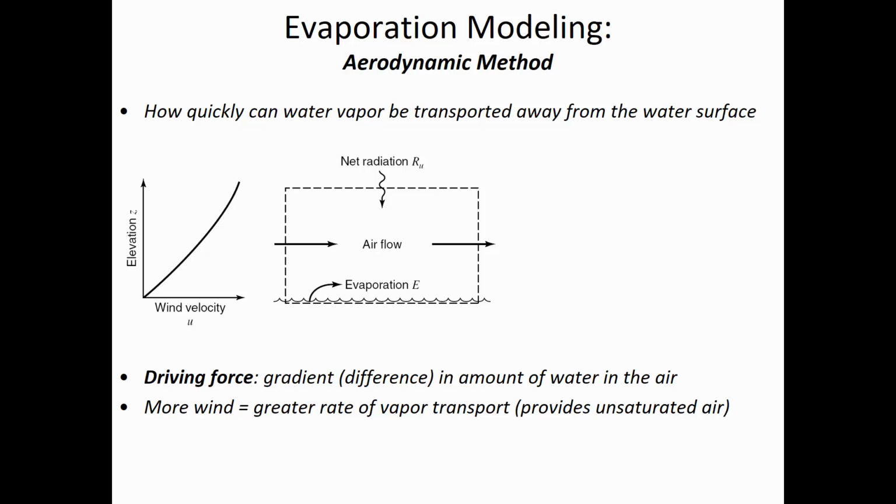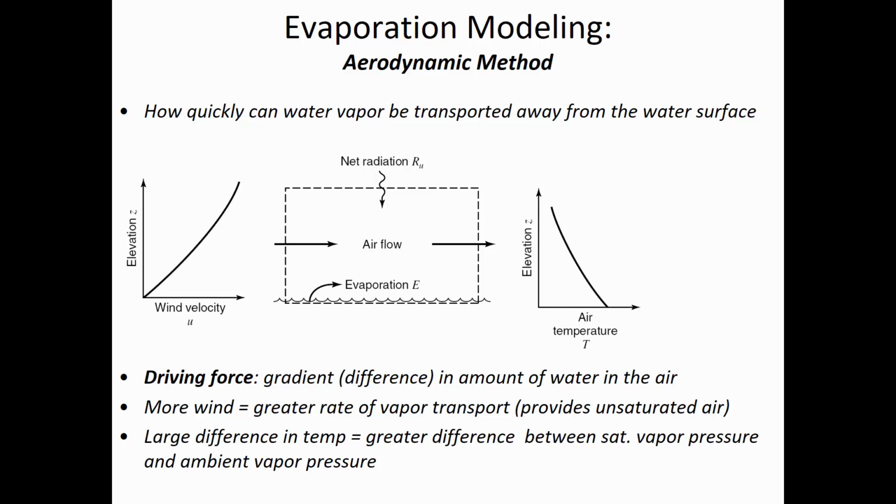What this diagram is showing is that as you get higher and higher away from the ground level, or in this case the water level, the wind velocity is increasing. The faster the velocity of the wind, the more that's going to change the slope of the profile. A higher velocity is going to improve the evaporation rate for a couple of reasons.